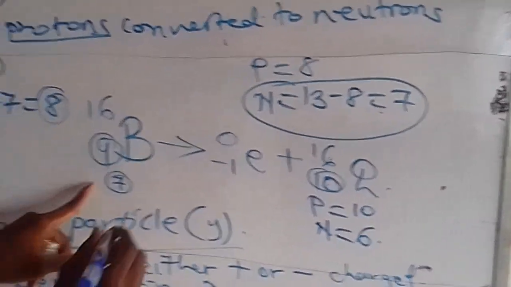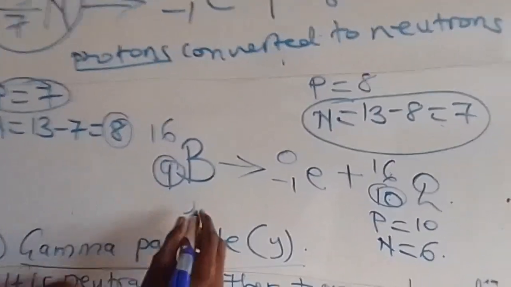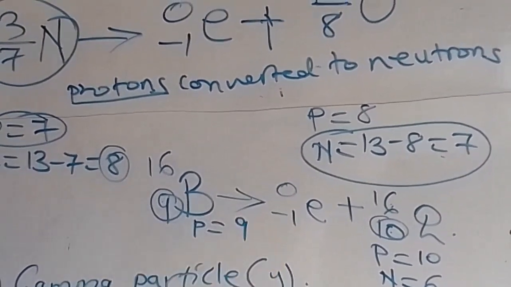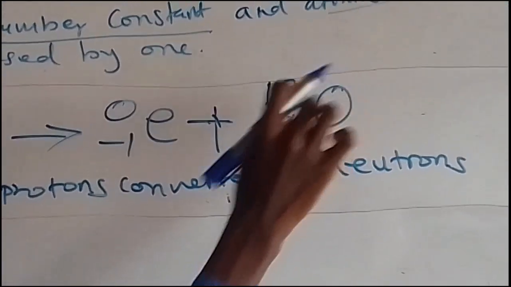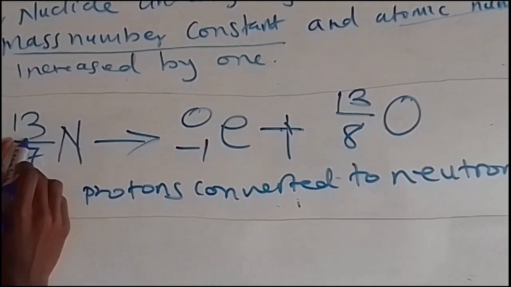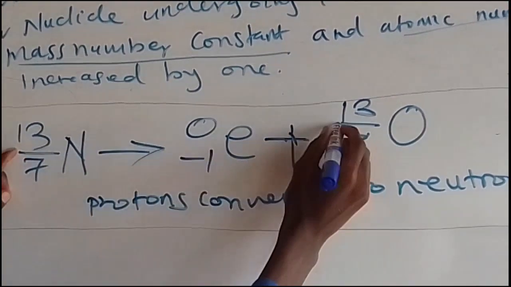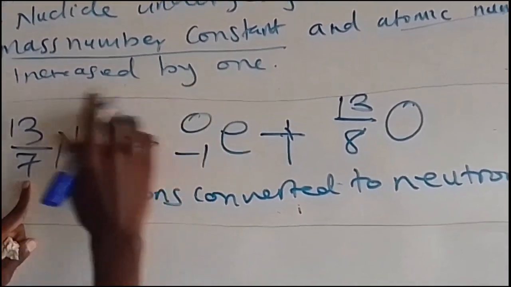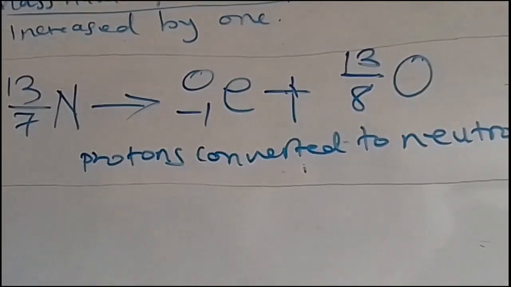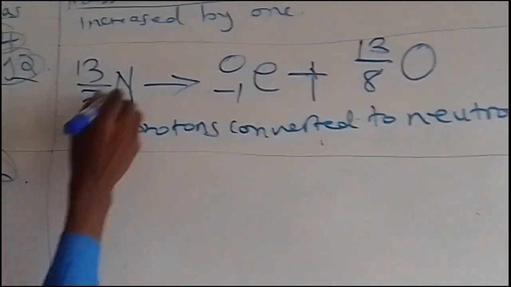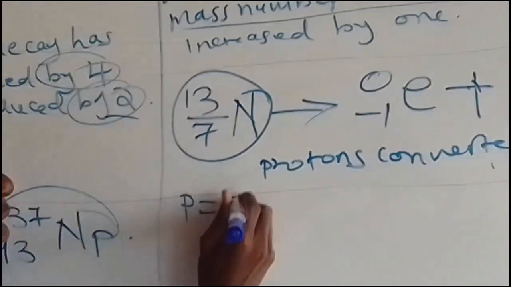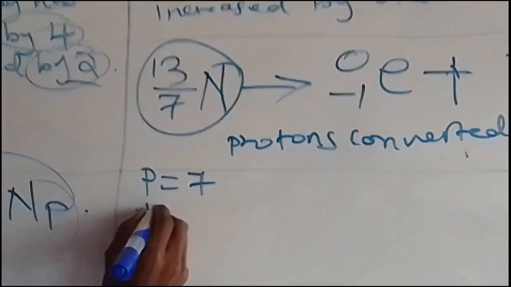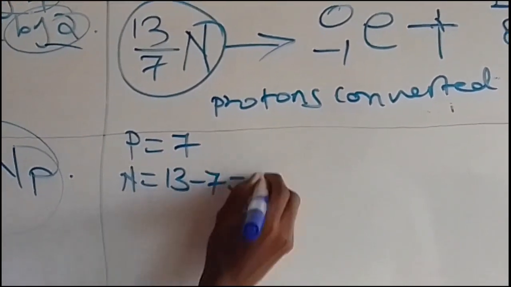What about here? Here we can look at the number of protons is 9. What about the neutrons? It will be oxygen when we look at the periodic table, because the mass number remained constant, so 13, we get 13. Then 7, the atomic number is increased by 1. 7 plus 1, 8. But when you look at our initial element, the number of protons in this element is 7. What about the number of neutrons? That is 13 minus 7, we get 8.